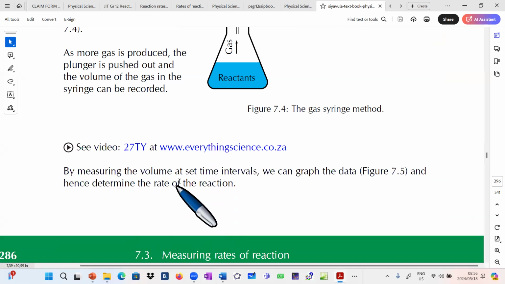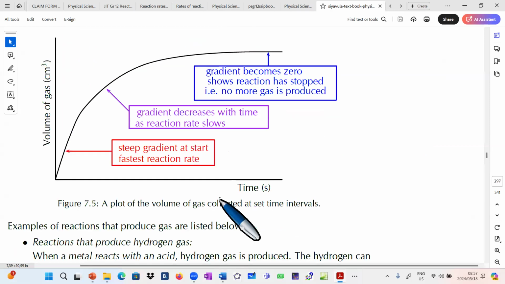By measuring the volume at set time intervals, we can graph Figure 7.5 and hence determine the rate of reaction. So we can measure the volume at set time intervals, and we can graph the data in that figure and hence determine the rate of the reaction.